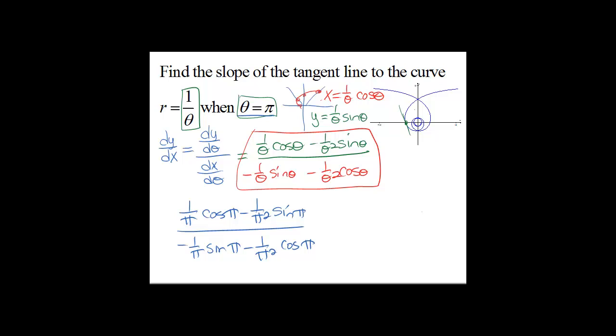So let's go ahead and do some simplification. We know that sine of pi is 0, so those are gone. Cosine of pi is negative 1. So what we have left is 1 over pi divided by negative 1 over pi squared, so that's going to simplify to negative pi. And that looks reasonable for the slope of the tangent to the curve then at pi.